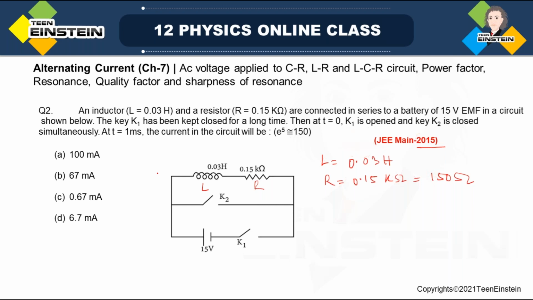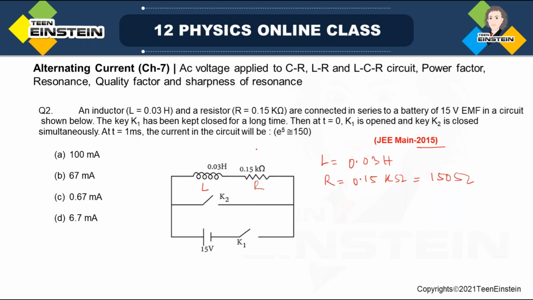So I'll just repeat the question again. In this circuit, K1 was first closed and K2 was open, and K1 was kept closed for a long time. Then after a long time, at t equal to 0, K1 is opened and K2 is closed, simultaneously. So at t equal to 1 millisecond, what will be the current in the circuit?